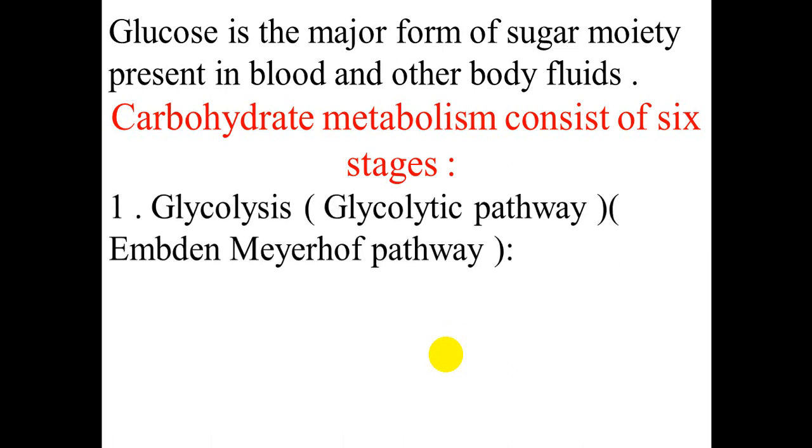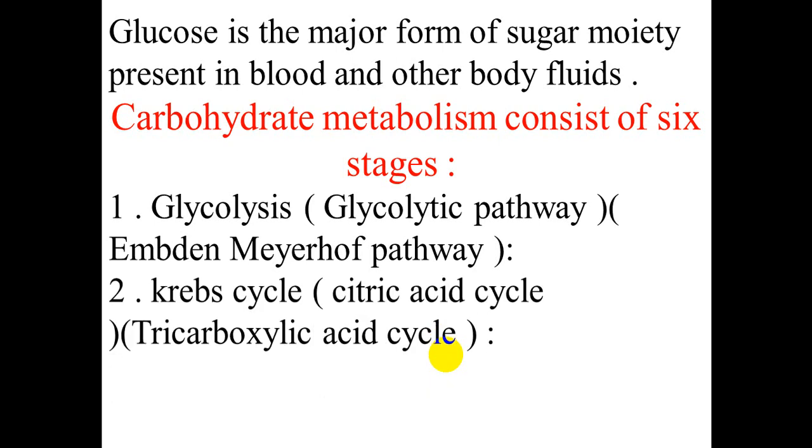Number 1, glycolysis, the glycolytic pathway. This pathway, the oxidation of glucose to pyruvate, is called glycolysis. This pathway can occur in both aerobic conditions, in the presence of oxygen, and anaerobic conditions, in the absence of oxygen. All the enzymes of glycolysis are found in the extramitochondrial soluble fraction of the cell, the cytosol.